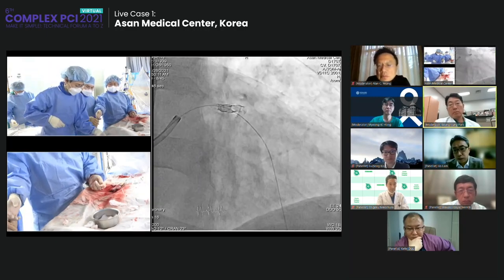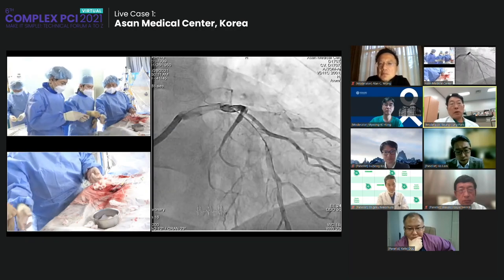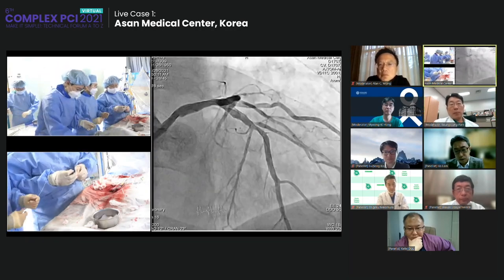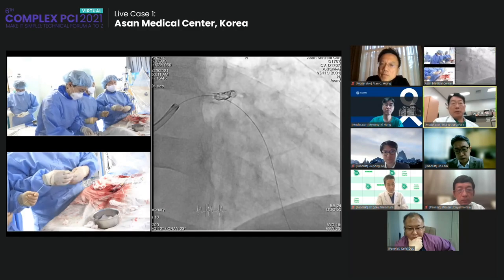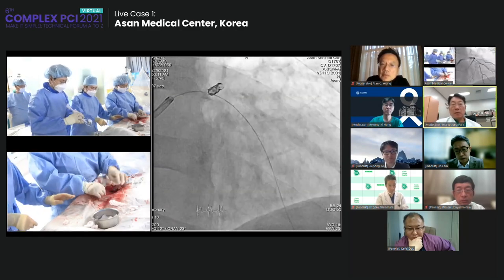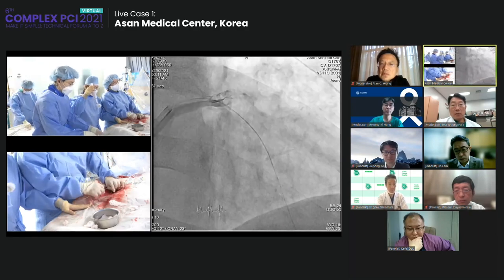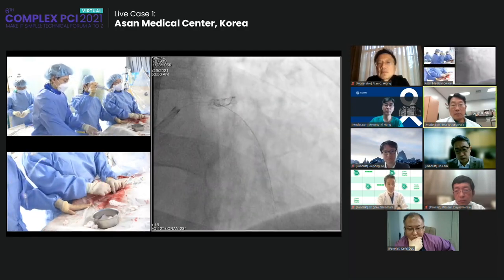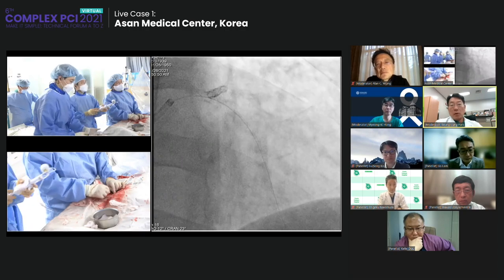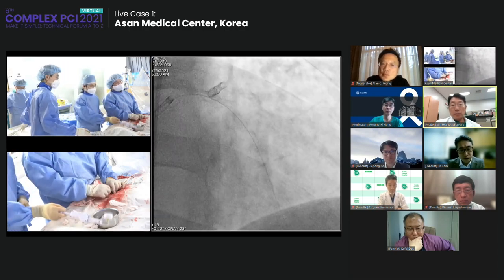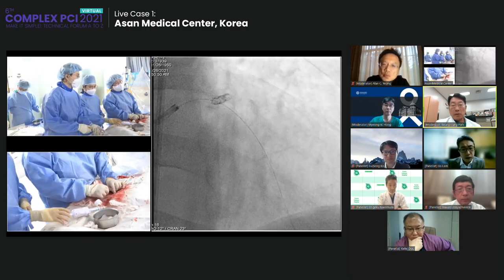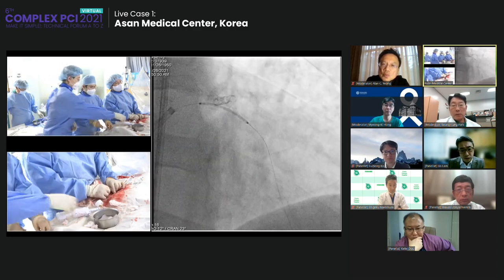So you want to do stent for the LAD? Yes, stent for the LAD. This is 4.0. What length? 23. Yes. You don't want to cover the distal part of LAD? Just the proximal. Just the proximal. All right.